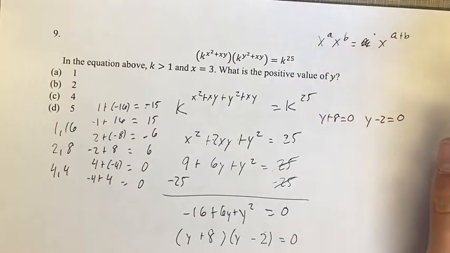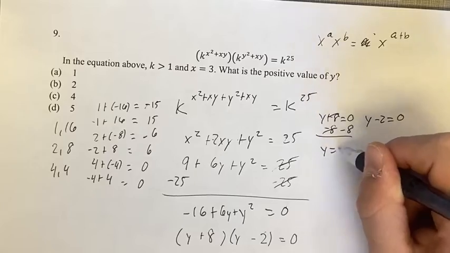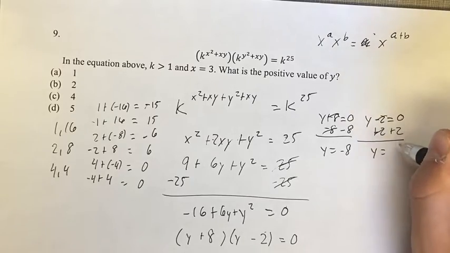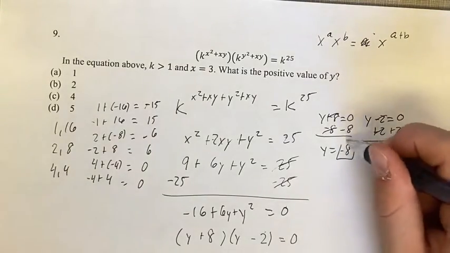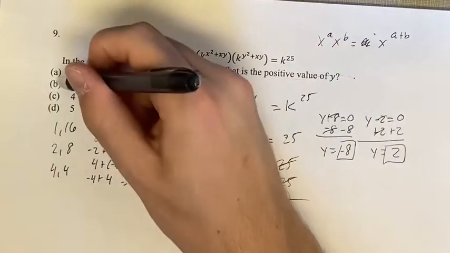So for this to be the case, we need to subtract 8 from both sides to get y is equal to 0 minus 8, or negative 8. Adding 2 to both sides gives us y is equal to 0 plus 2, which is 2. So we have y is equal to negative 8 and y is equal to 2. The positive value of y, therefore, is 2, or B.